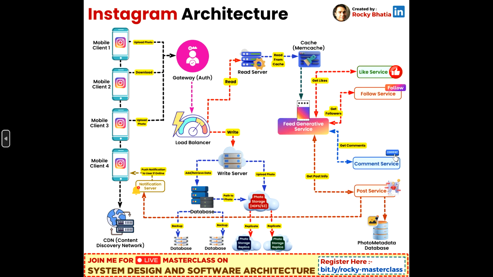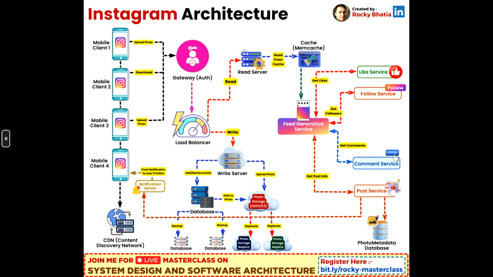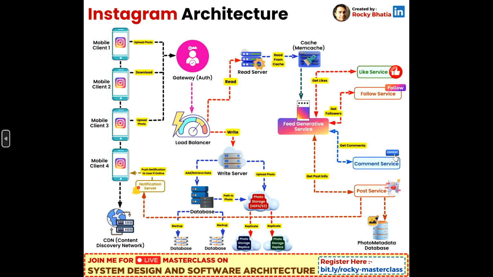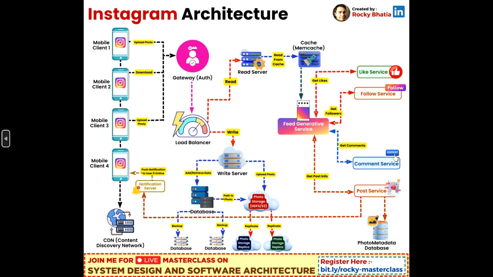In some cases we need to get post information, some information about a particular post or image. In that case we have a post service. This post service holds all the post metadata, which is inserted in the database. If you want to get the photo metadata or anything else, it will be retrieved from this database. So this is the first part, the read operations.